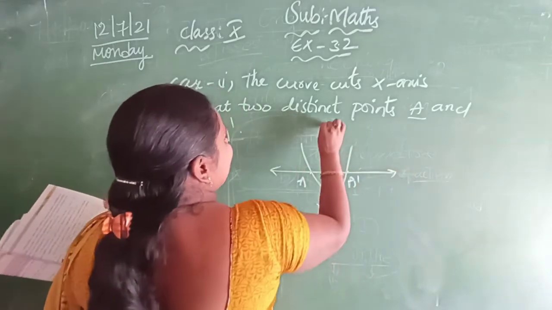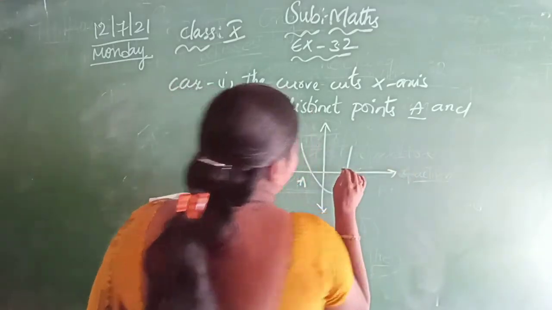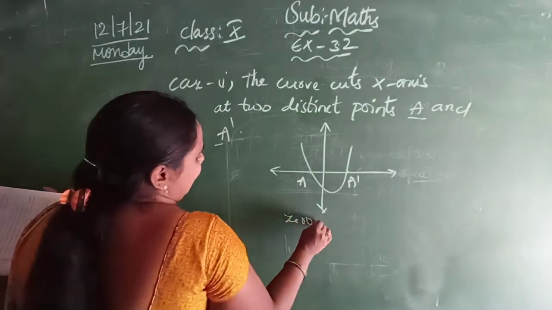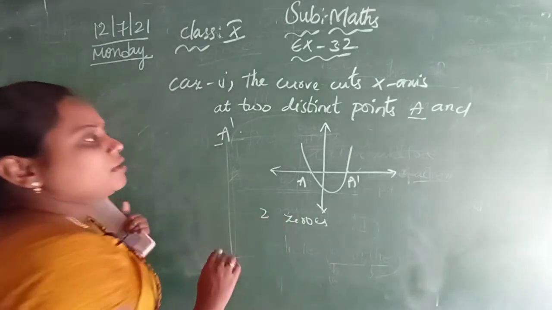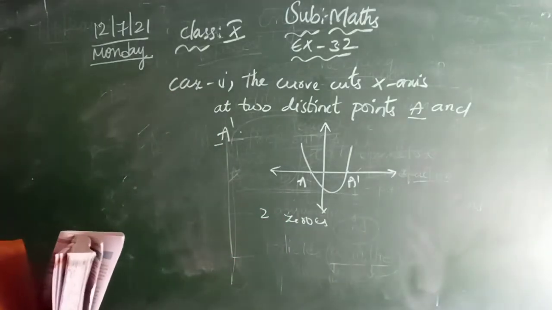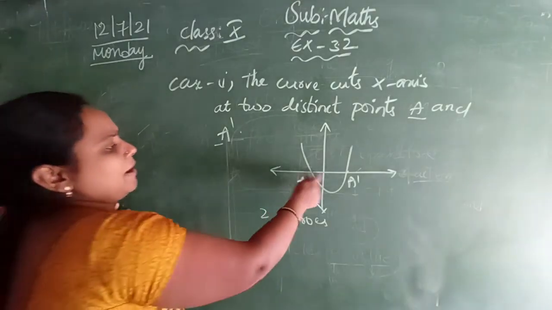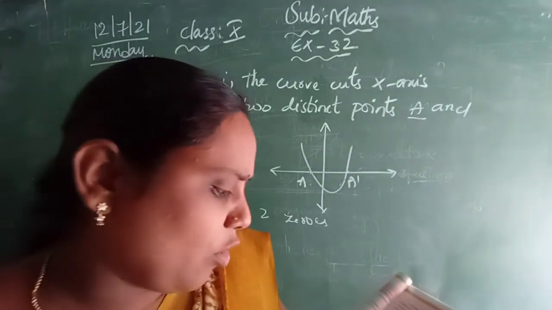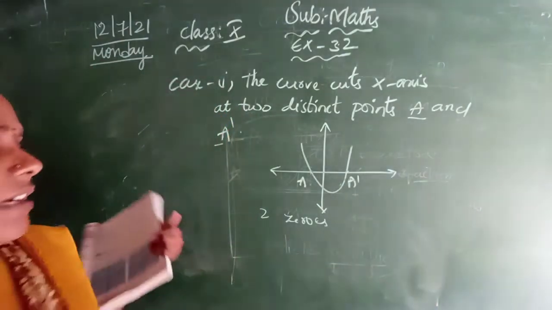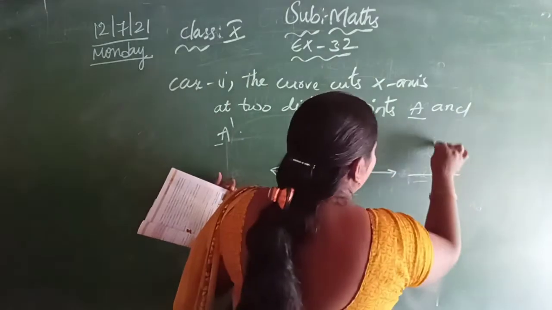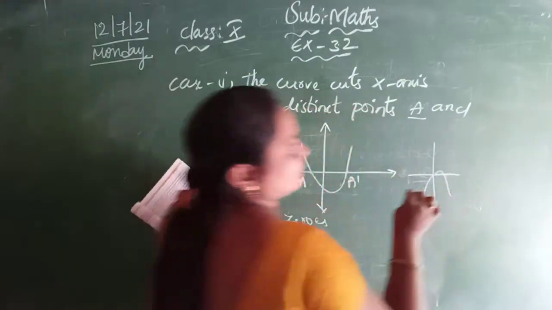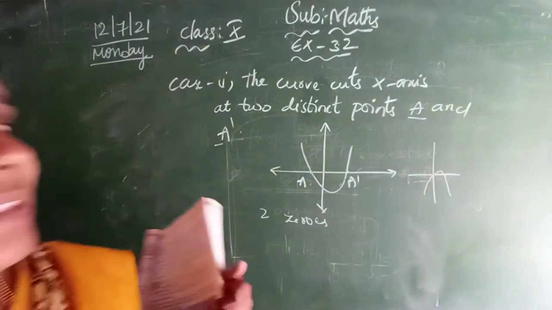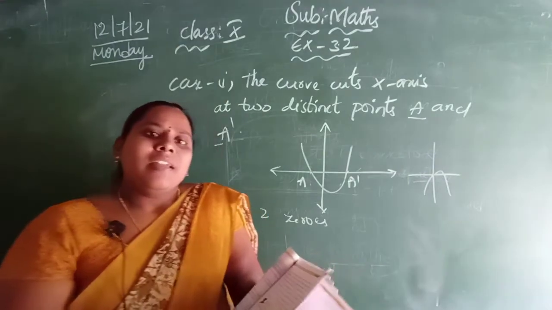Then what does this arrive as? These 2 points are cutting on the x-axis. That means it has 2 zeros. If the parabola cuts the x-axis at 2 points, A and A dash, then we conclude that it has 2 zeros. The graph may open upwards or the graph may open downwards. Is it clear? This is case 1.